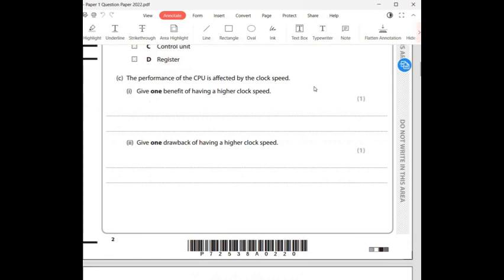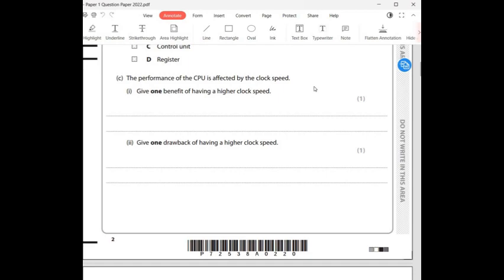Part C, performance of the CPU is affected by the clock speed, so we need to give one other benefit. There are several, but we only need one. You can have more instructions carried out per second, processes run faster, programs are executed faster, and you can run more complex programs. Any of those benefits will get you 1 mark.